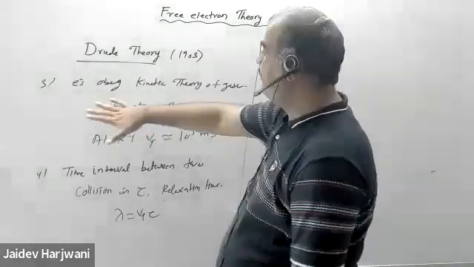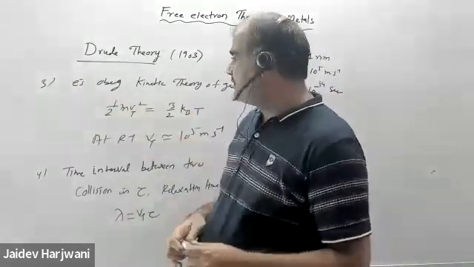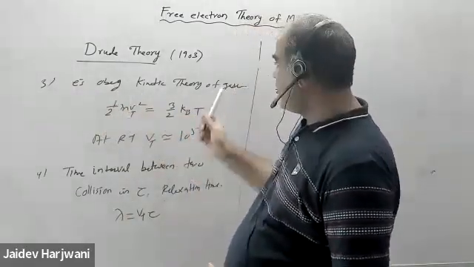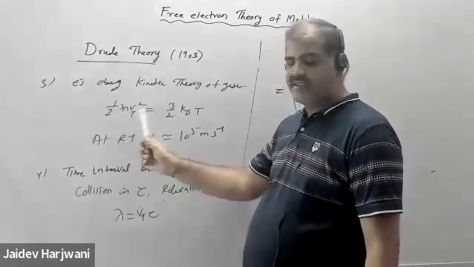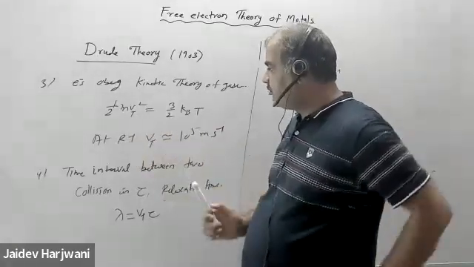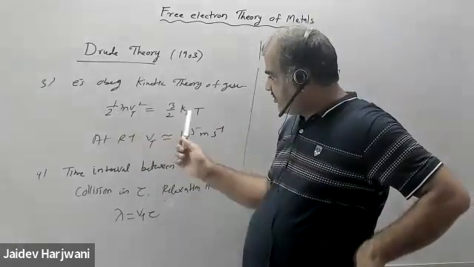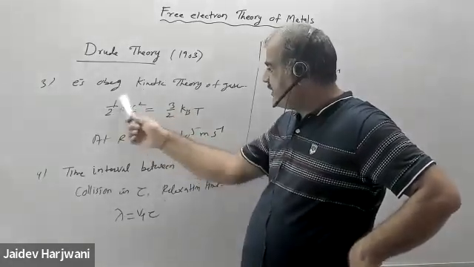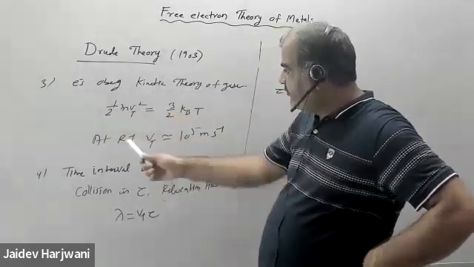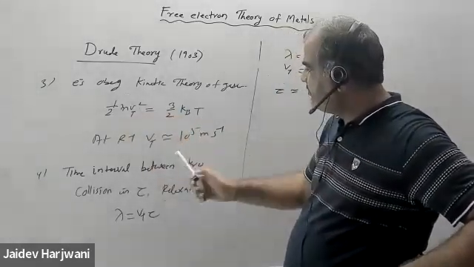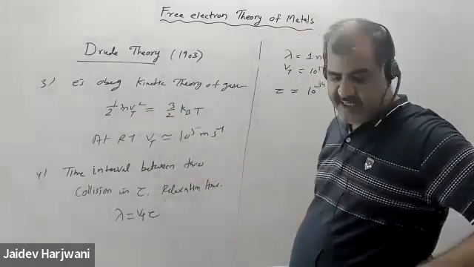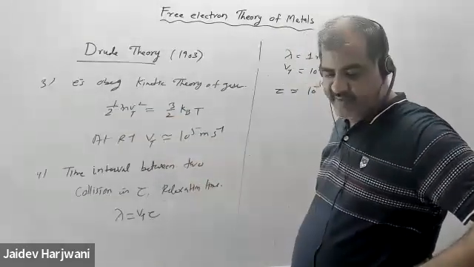So I told you the electron behaves like a classical gas. Since it is a classical gas, it will also obey the kinetic theory of gases. Kinetic theory of gases means the kinetic energy of this electron is equal to 3/2 kBT. If we solve this equation and calculate the velocity at room temperature, putting T equal to 300 Kelvin, it comes around 10^5 meters per second. This is the thermal velocity of the electron.